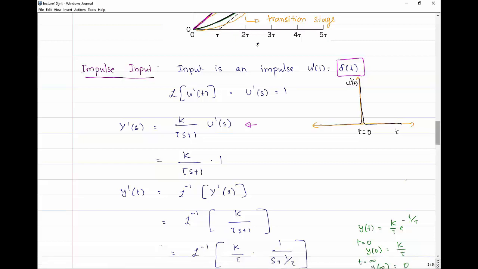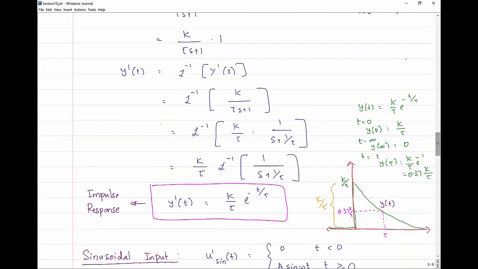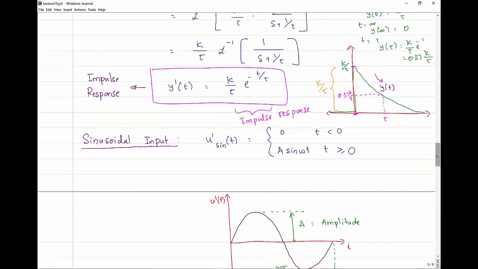You can go through very straightforward algebra involving inverse Laplace transforms and arrive at this function, which is the impulse response. Of course, this can be plotted like all other responses, and it turns out that in an impulse response, there is an initial jump in the response followed by an exponential decay. And the size or the magnitude of that initial jump is k over tau.